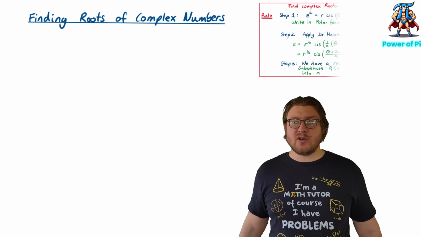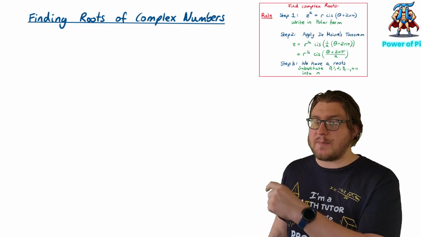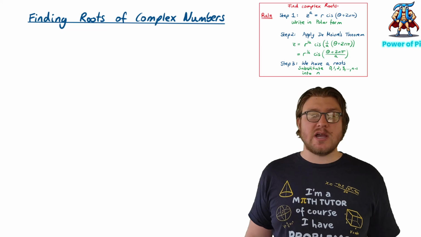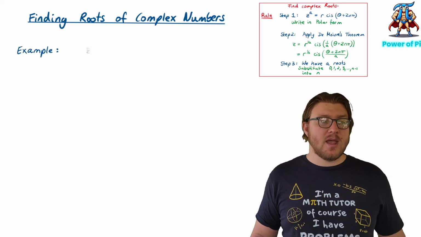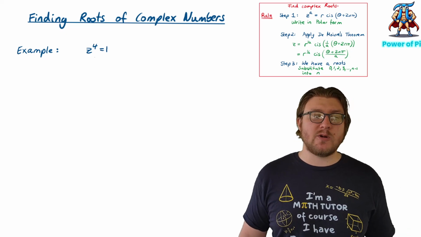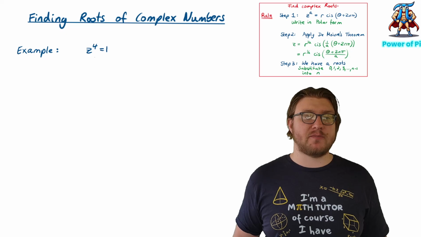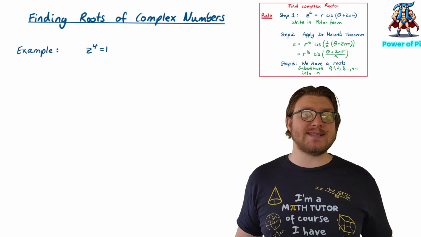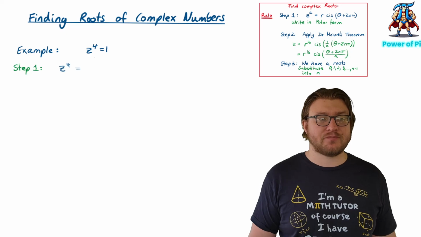So let's have a look here. I've put the rule up at the top, so if you need to, you can spy on there. Let's have a look at our first example. z to the power 4 is 1, which we still haven't been able to solve. Let's apply the steps at the top and see if we get all of our answers.